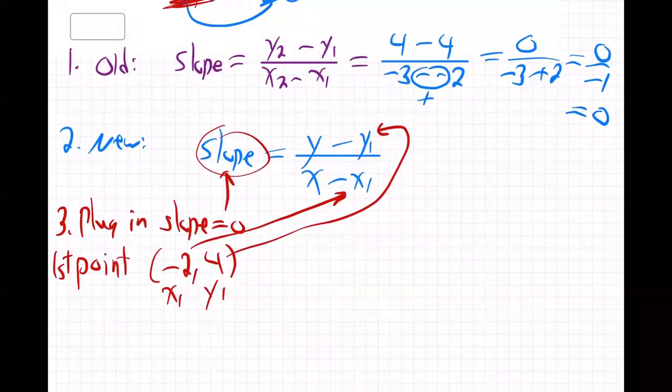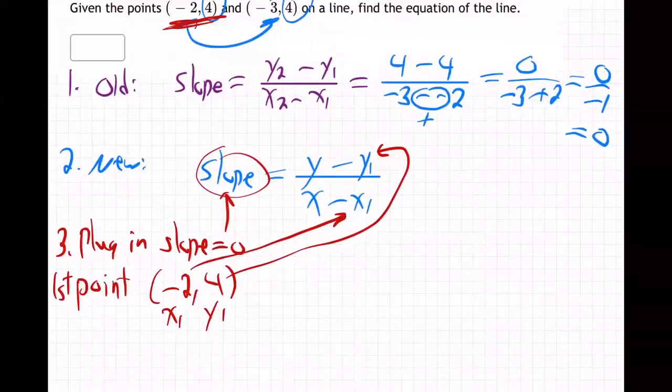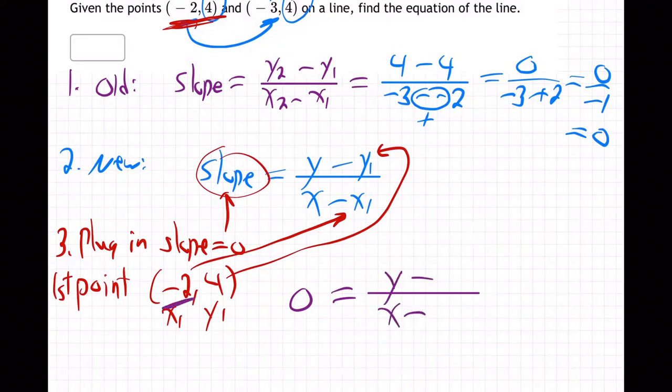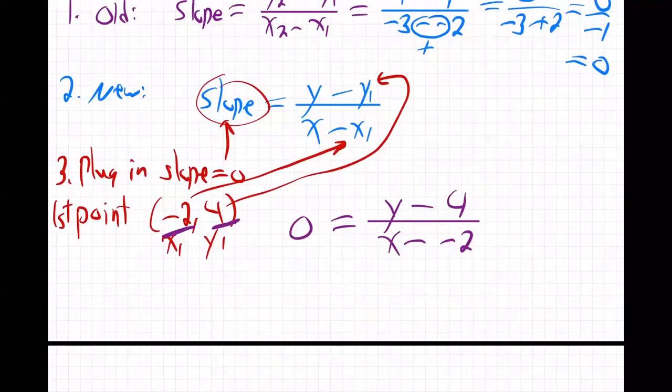Okay, so then what do we get when we do all that? Over here, we've got the slope, 0, equals, and then the other side, 1 minus x minus, and we're plugging in the x1, negative, the y1, 4, like that. Okay, and so now, what are we going to do from here? Step 3, or this step 4, I guess.